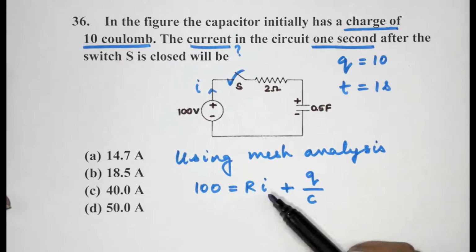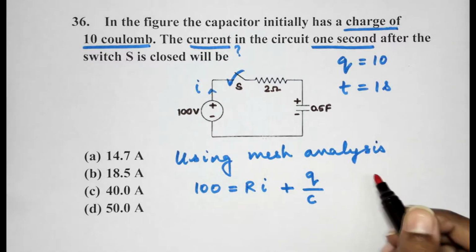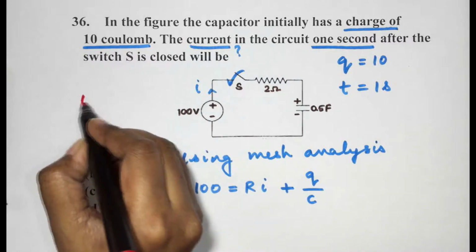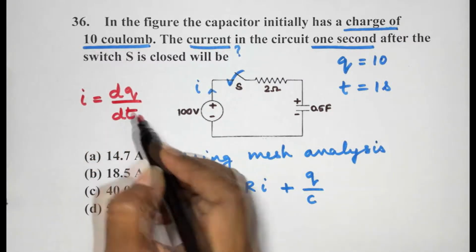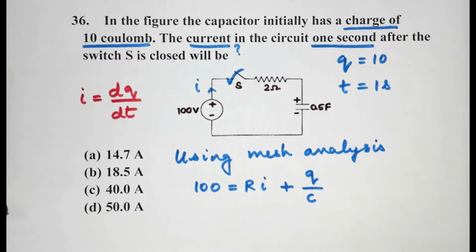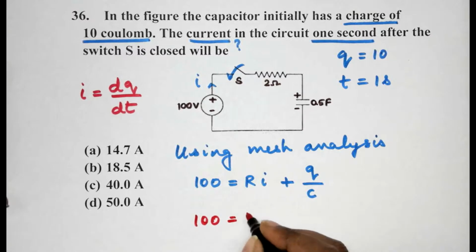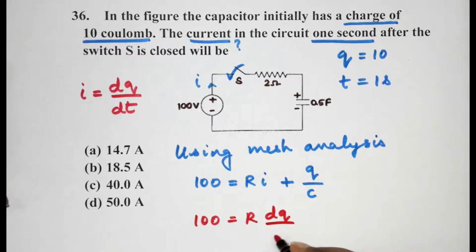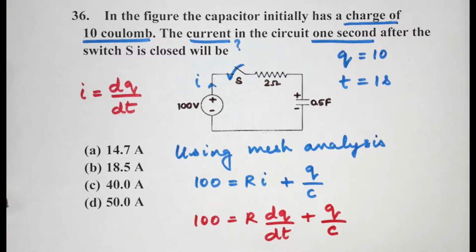But what is I in terms of time? We know that I is equal to dQ by dt. So let's substitute that over here. This would now become 100 is equal to R times dQ by dt plus Q by C.